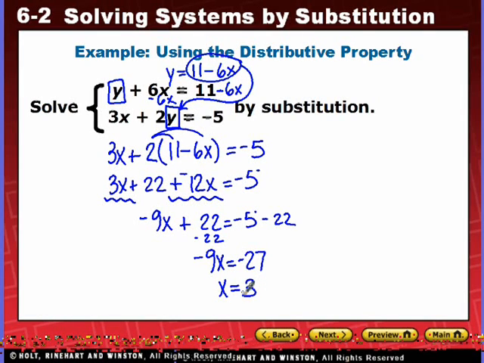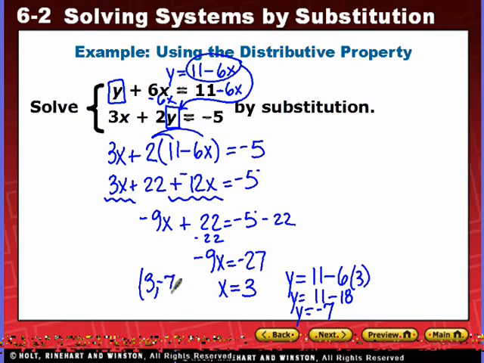It is a lot of algebra. It's good practice. And then we're going to plug it back into our original equation. Well, actually, I'm going to plug it back into the one I solved for y, because that'll be a little bit easier. So y equals 11 minus 6x, and x is 3. So we have 11 minus 18, which means that y equals negative 7. So my answer should be 3 comma negative 7.